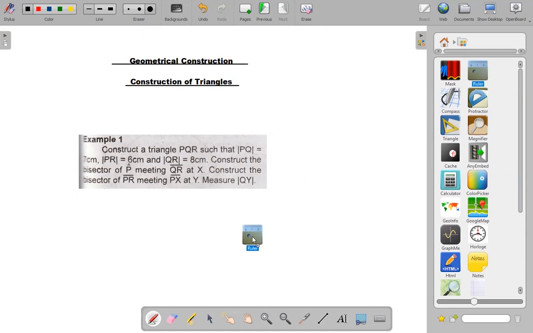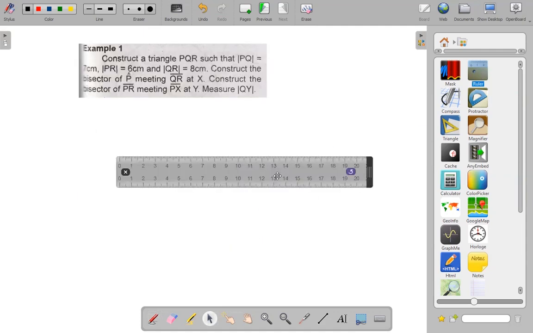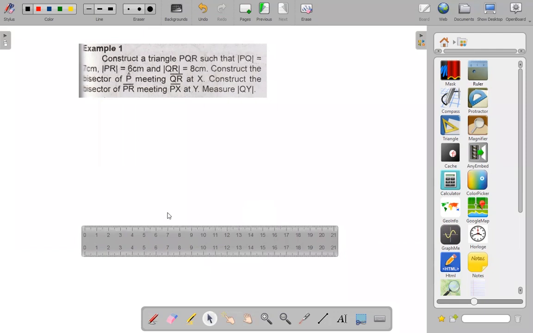We get a ruler and rule a straight line. Here, I'm going to use any line as my baseline. Let me use PQ as my baseline. They say PQ should be 7 centimeters. However, I'm going to draw a line that is more than 7 centimeters and then mark out 7 centimeters from it. So this is my line.